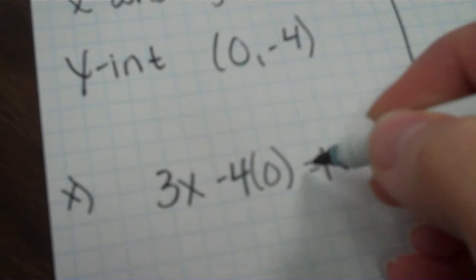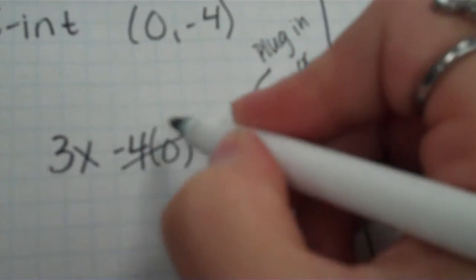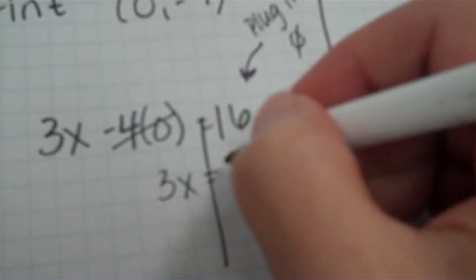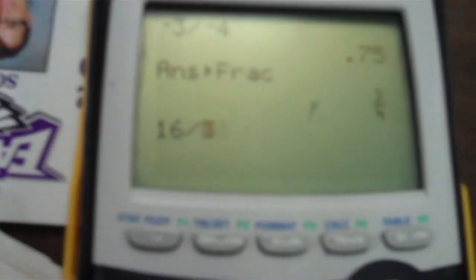Equals 16. So if you need to make a note of what we're doing, all we're doing is plug in 0. Okay? This goes away. You're left with 3x equals 16. And then you just divide by 3. So 16 divided by 3 is 5.33333. Now, just wait 1 second. If we look on our graph, you'll see that the graph does cross somewhere after 5, in between 5 and 6. So we can tell that's right.